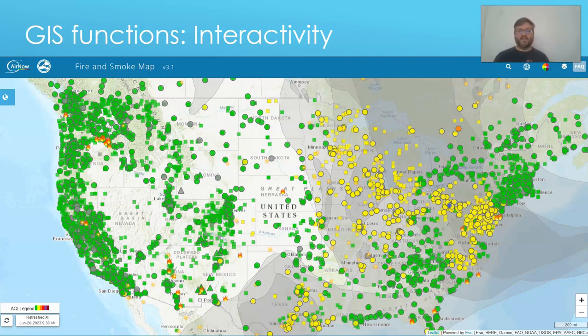So we can just make this map interactive. Rather than just looking at it flat there, we can do things with it to look at all of the information, explore everything that we've got there.